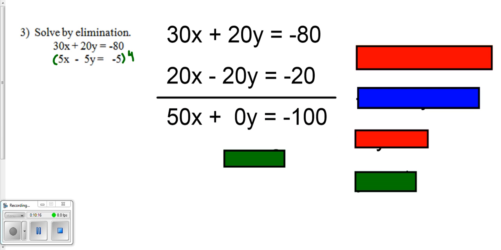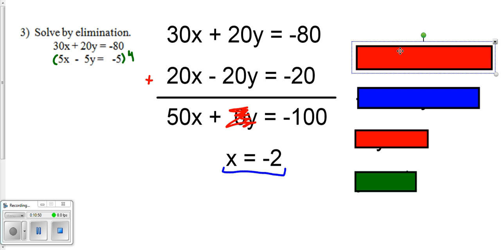30x plus 20x is 50x, positive 20y plus negative 20y equals 0y, so that goes away. Negative 80 plus negative 20 is negative 100. So it basically says 50x equals negative 100. Divide both sides by 50, and we get that x equals negative 2. So that's 1/2 of our solution.